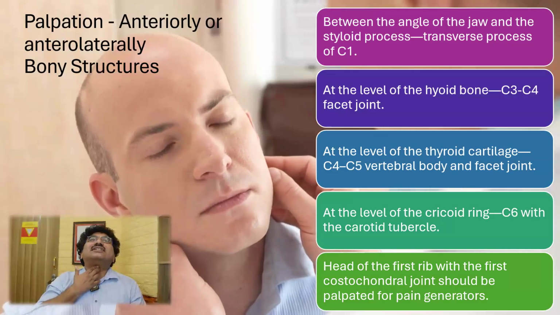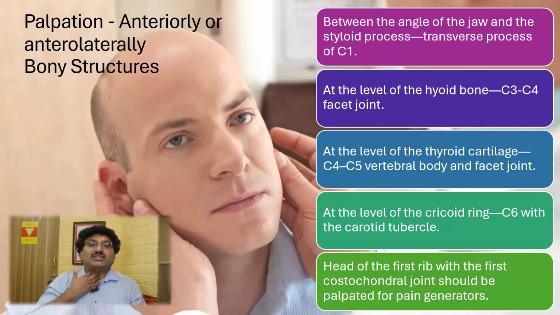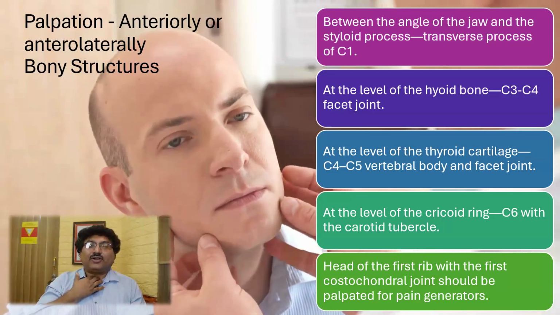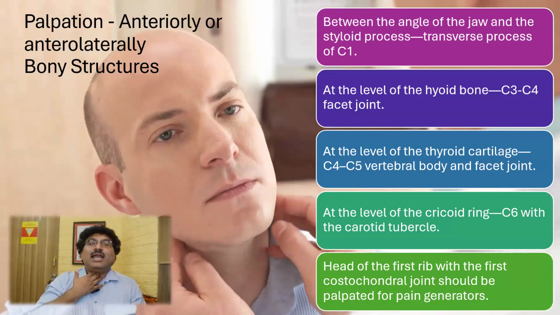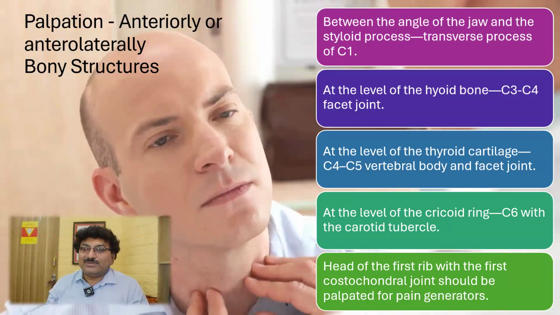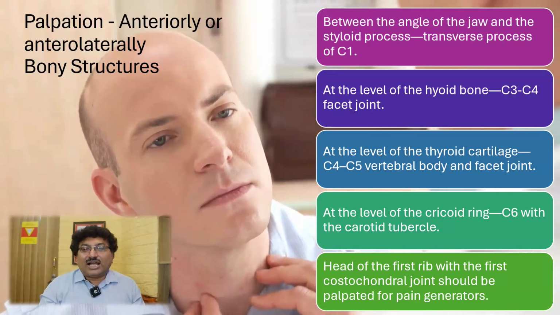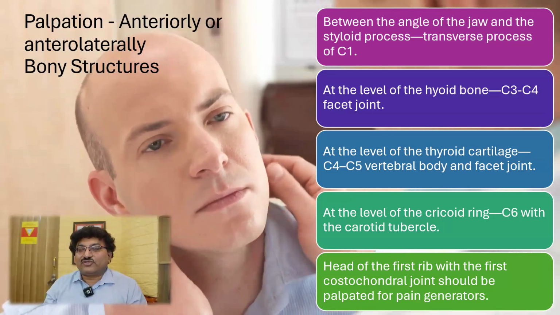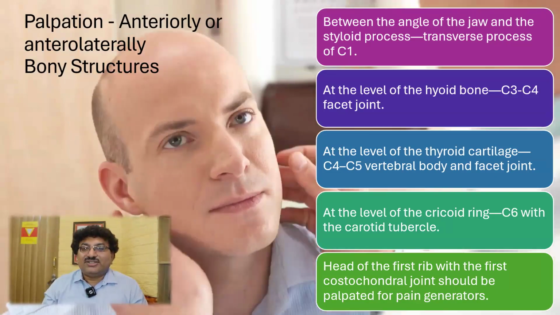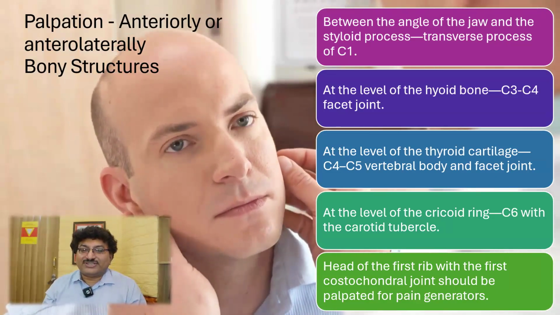At the level of the hyoid bone, usually, three landmarks anteriorly are easily palpable. One is definitely the thyroid, most easily palpable. Below the thyroid, we have the cricoid, which is also very easily palpable. And above the thyroid, we have the hyoid, also easily palpable. At the level of the hyoid, we have the C2, C3, C4 facet joint. At the level of the thyroid cartilage, we have the C4-5 vertebral body and the facet joint.